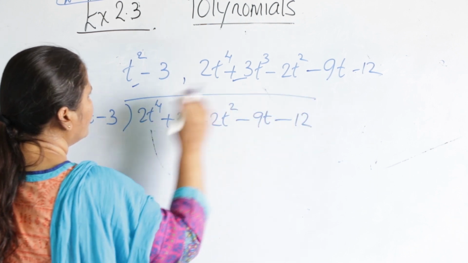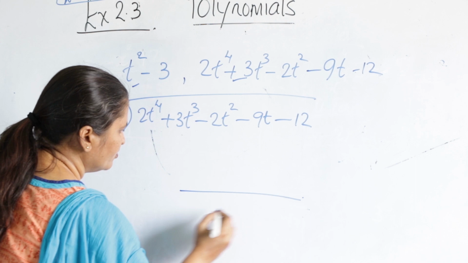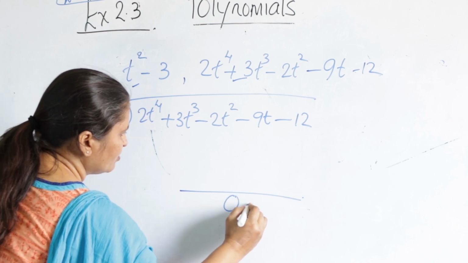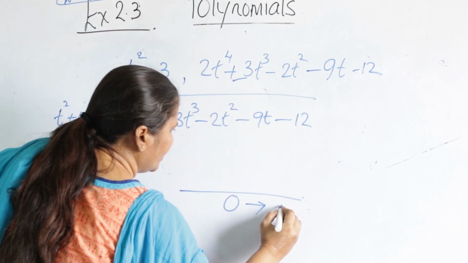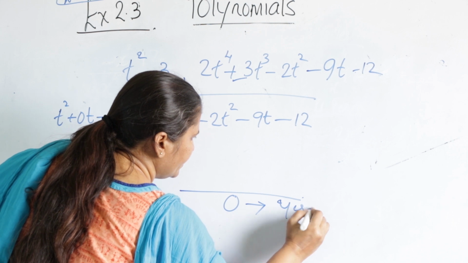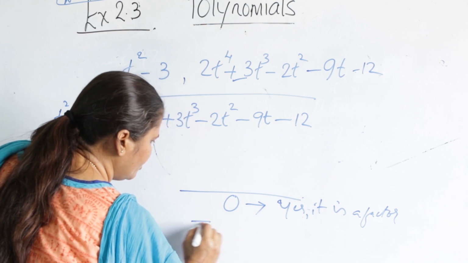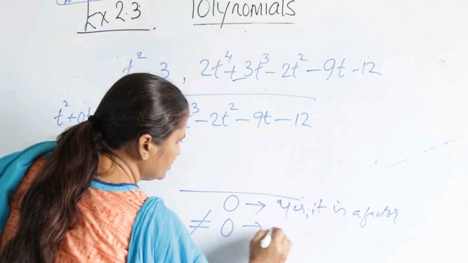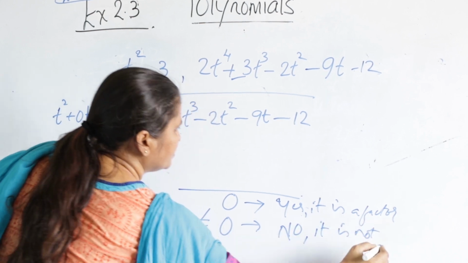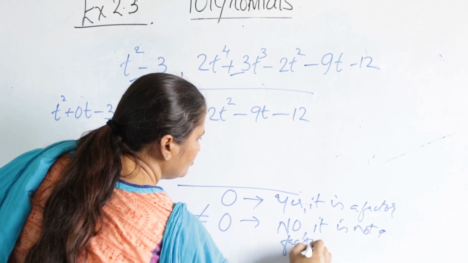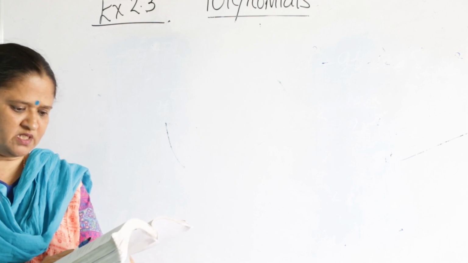And then do your division like how we did for the first way. And how do we conclude? Now if this is 0, then first one is a factor of second one. You should say yes, it is a factor. If the value is not equal to 0, then you should say no, it is not a factor. Now let us see how to solve this third problem.